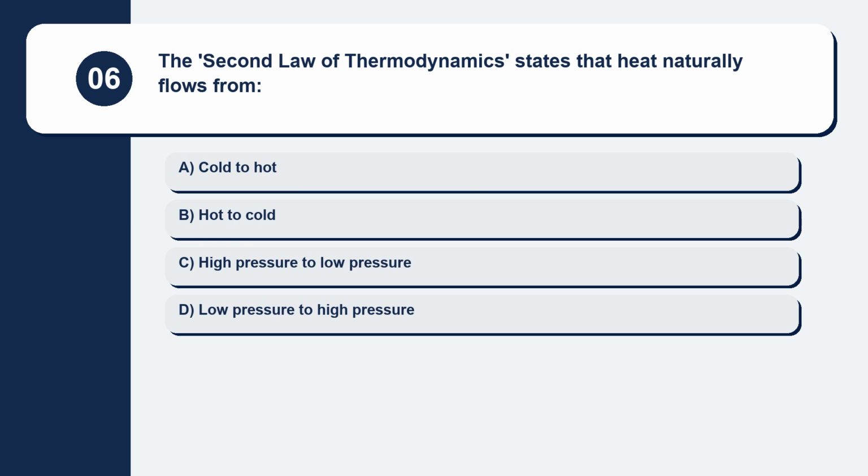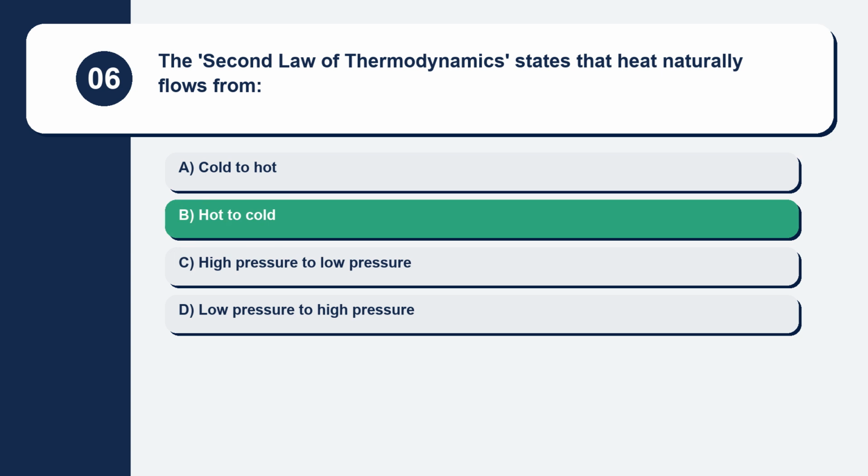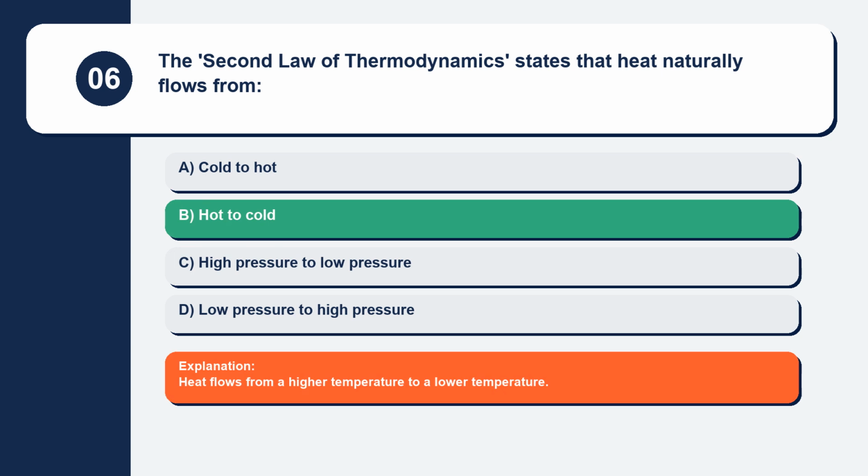Question 6. The second law of thermodynamics states that heat naturally flows from: cold to hot, hot to cold, high pressure to low pressure, low pressure to high pressure. Heat flows from a higher temperature to a lower temperature.